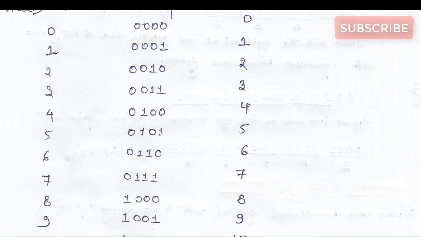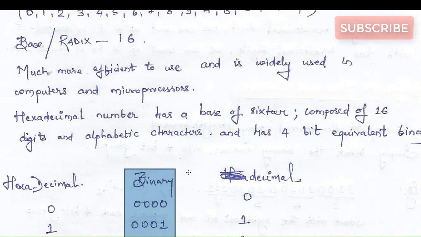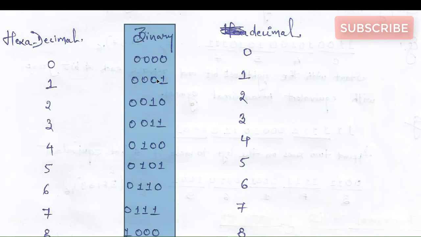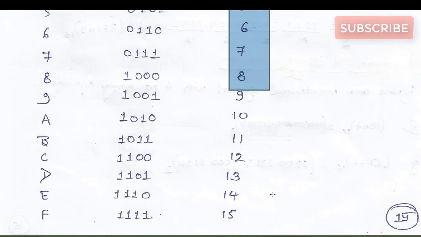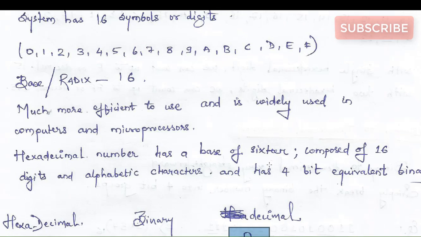Okay, here you can see your hexadecimal numbers. And this binary and this hexadecimal are converted into decimal like this.